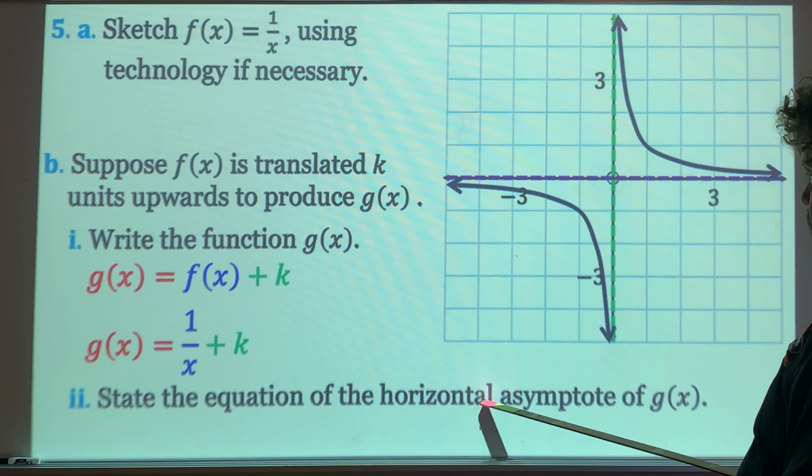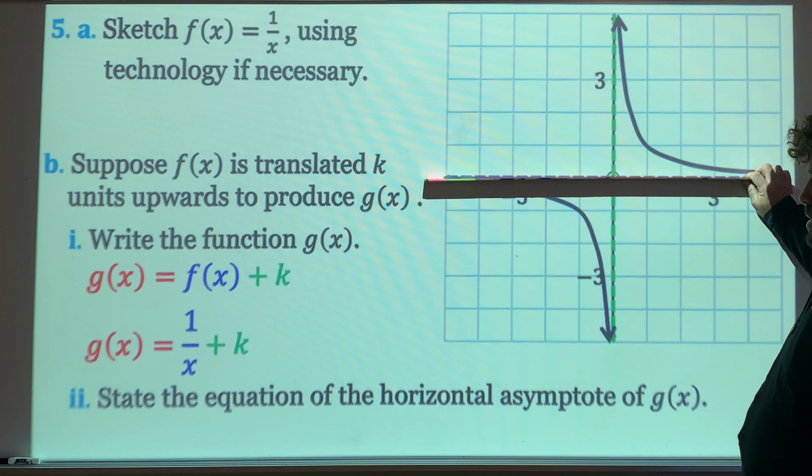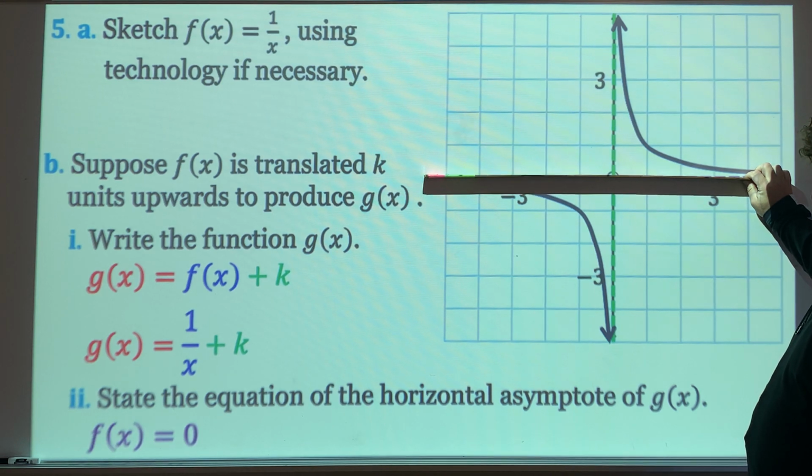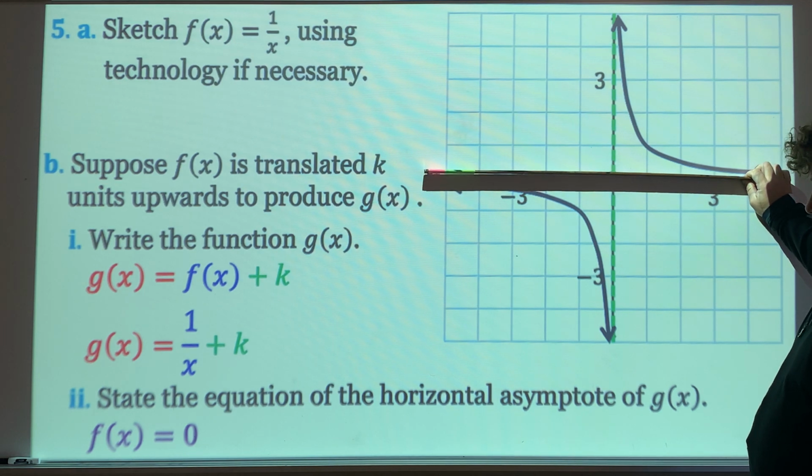What would your new horizontal asymptote be? Right here it's 0. So if I add k to my answer, what would my horizontal asymptote be? Well, f of x is 0, right? That's what you're trying to solve for, correct? So my new horizontal asymptote would still be at f of x is 0.